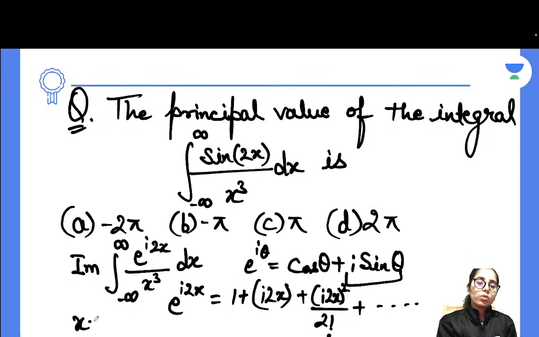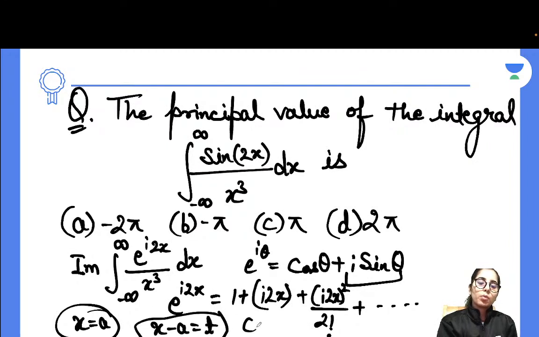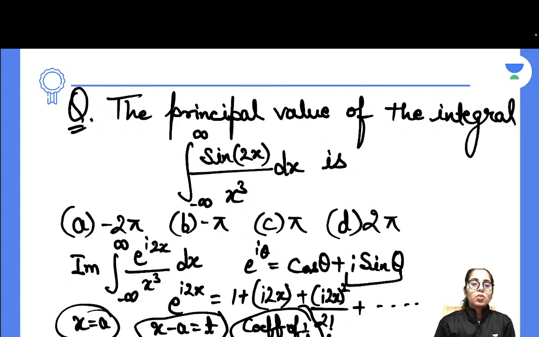if x is equal to a is a pole, then x minus a we consider as t, and then the coefficient of 1 upon t is the residue at that particular pole. The pole was x is equal to a, so you have to search for the coefficient of 1 upon t. This method of finding the residue is applicable for the simple pole as well as the pole of order n, where n is greater than 1. So you are just going to have x is equal to a, x minus a is equal to t, and the coefficient of 1 upon t is the residue.